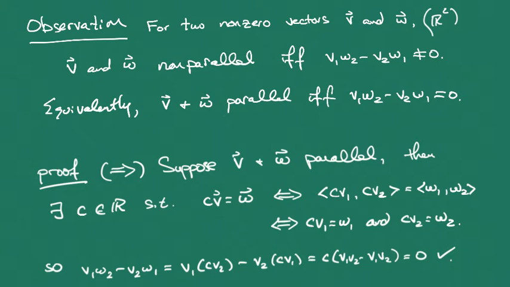Just checking our equation, if we do v1 w2 minus v2 w1 and plug in our values, w2 becomes cv2 and w1 becomes cv1. Sure enough, we factor out a c, the two values are equal, and we have a zero.